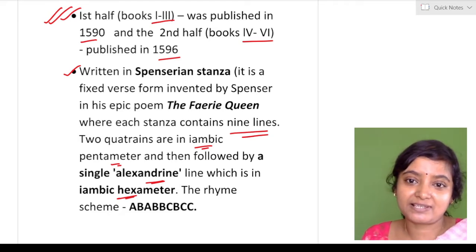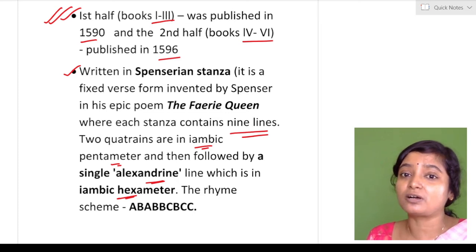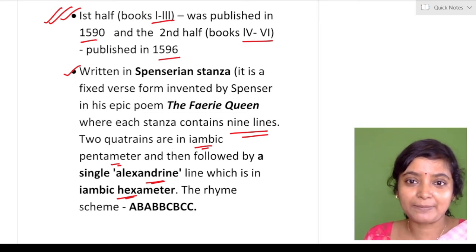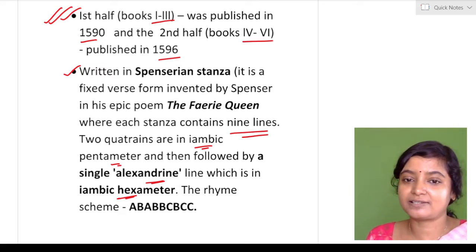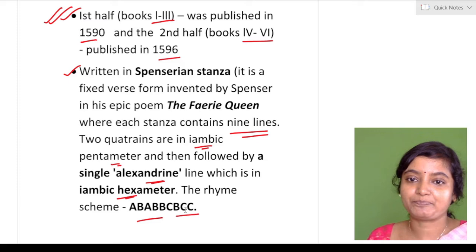So what is the Spenserian stanza? It consists of 9 lines. Among them, 8 lines are in iambic pentameter, and the last line is written in iambic hexameter, or in other words, it is called an Alexandrine. And the rhyme scheme is ABAB BCBC C.